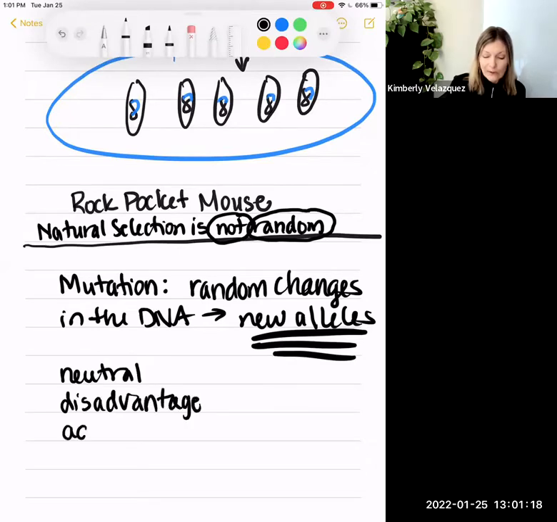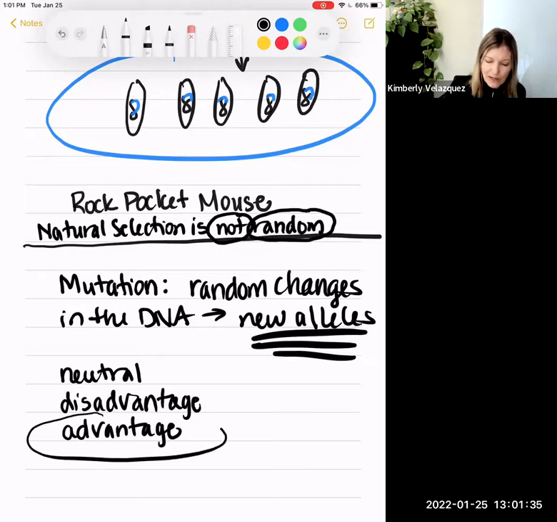Or it could offer an advantage, but it doesn't always offer an advantage. The key is the mutation is random. That's how we get new alleles, but those changes in our DNA don't always have any effect at all. In fact, most of the time they don't. And in some cases they offer a disadvantage, but when they do offer a survival advantage and those individuals survive and reproduce more, that's how we get new alleles.